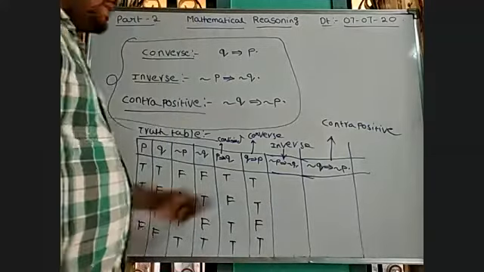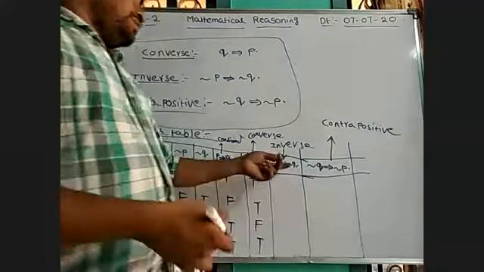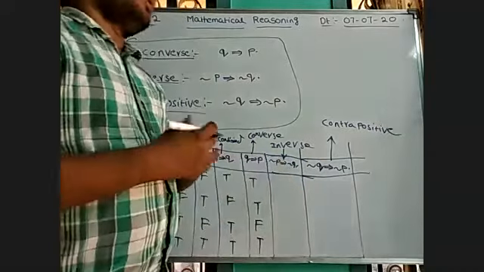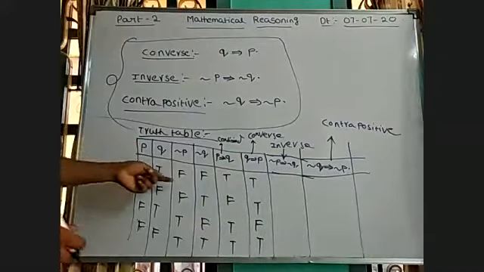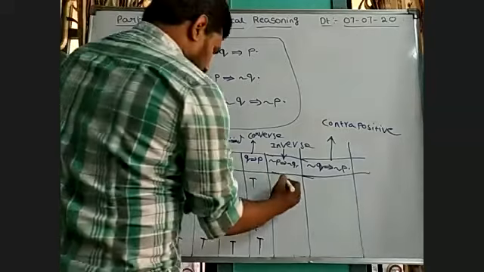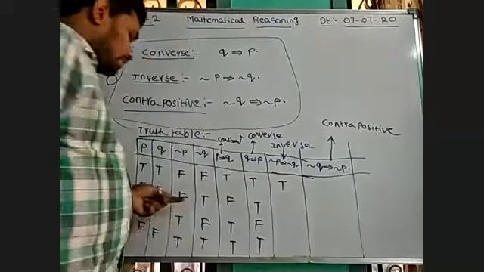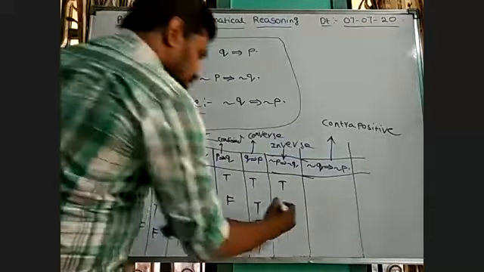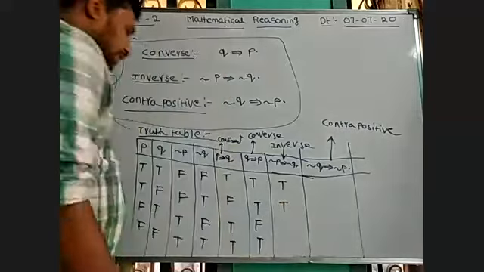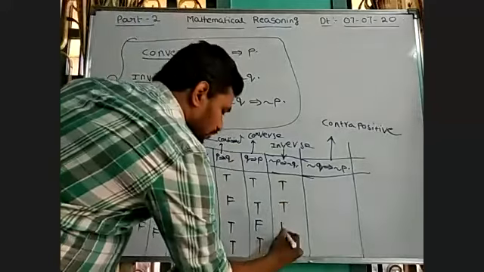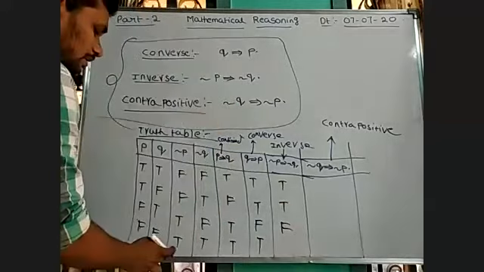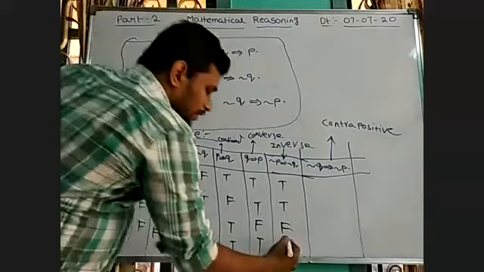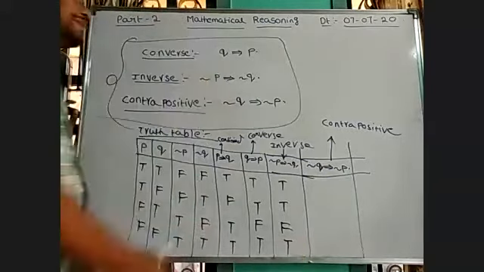Next, inverse means negation of P implies negation of Q. False false gives true. False true is also true. True false is false. True true gives true. Like this we can write.